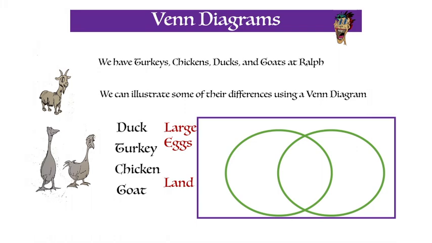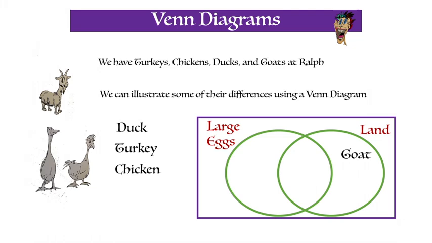And we're going to separate them out into whether they have large eggs and whether they are land or water creatures. So firstly, one hoop represents those that produce large eggs, and the other hoop those that live on land. Look at the first one, a goat. Well, clearly a goat doesn't lay eggs, and it is a land creature, so it goes into that region there. The duck, they produce large eggs, but they are not land animals. They're waterfowl, so they prefer to be on water.